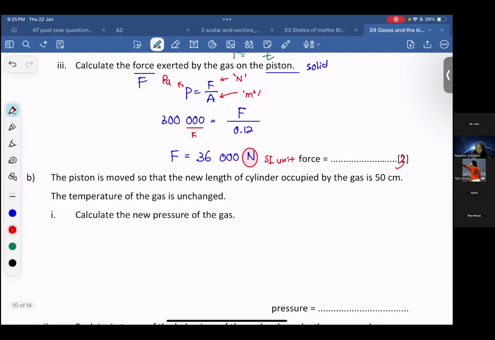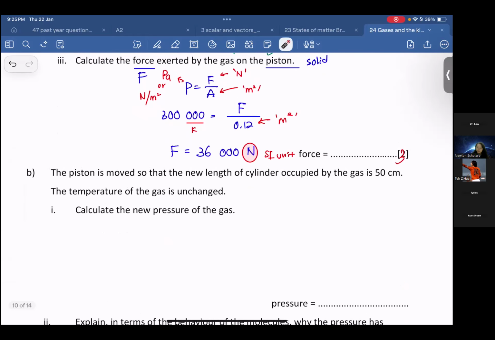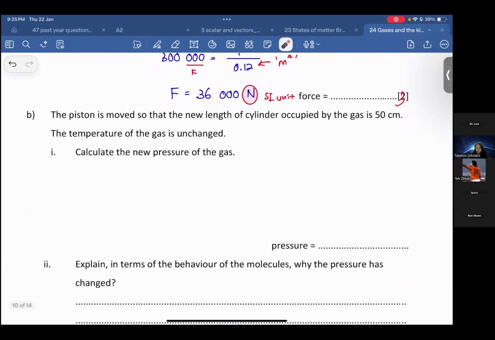Okay, so this one we don't need to do conversion because this is in meter square. Pressure unit is called Pascal, or Newton per meter square. Pascal is an SI unit. Force in Newton is an SI unit, so your area must be in SI unit also. Okay, can you guys help me to do the calculation?